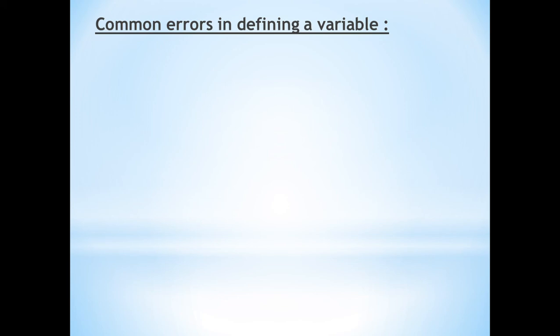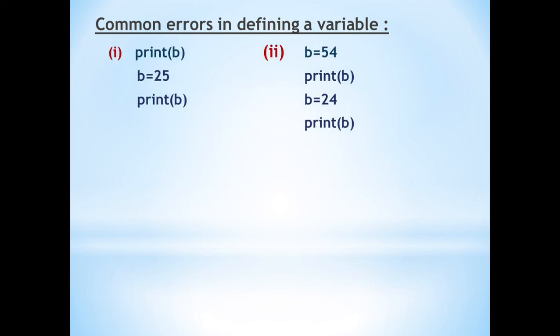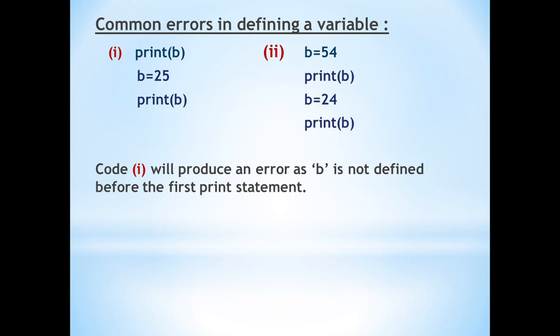Users will make some common errors in defining a variable. See the first code, print b, b equal to 25, print b. Code 1 will produce an error because in the first print statement, print b, b is not defined at all. So definitely this code will produce an error. If you see code 2, b equal to 54, the variable is defined. In the next statement, print b. Of course, the value 54 will get printed. In the next statement, b is equal to 24. Now print b, and 24 will be printed. So you can see the output of code 2 here.